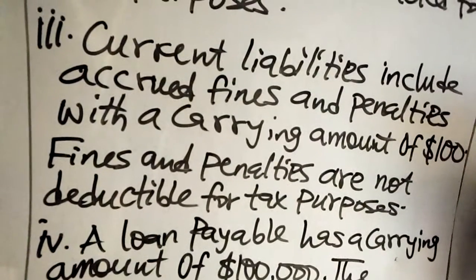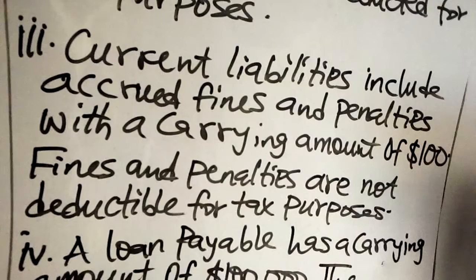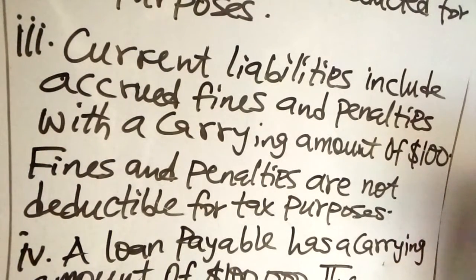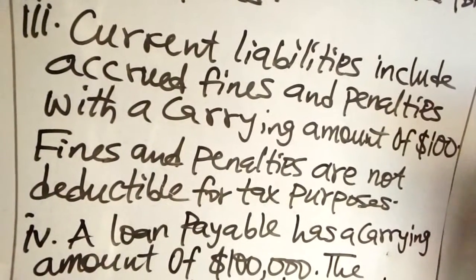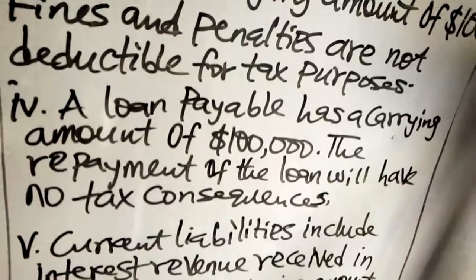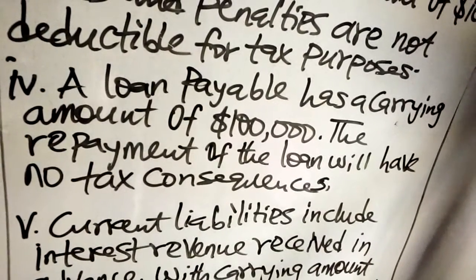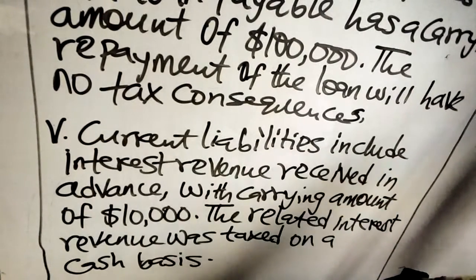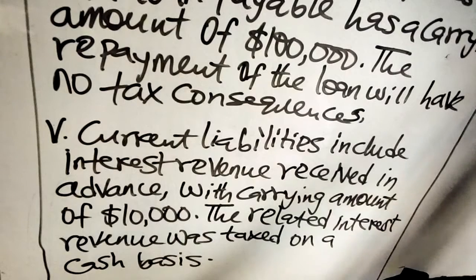Number 3, current liabilities include accrued fines and penalties with a carrying amount of $100. Fines and penalties are not deductible for tax purposes. Number 4, loan payable has a carrying amount of $100,000. The repayment of the loan will have no tax consequences. Number 5, current liabilities include interest revenue received in advance with a carrying amount of $10,000. The related interest revenue was taxed on a cash basis.